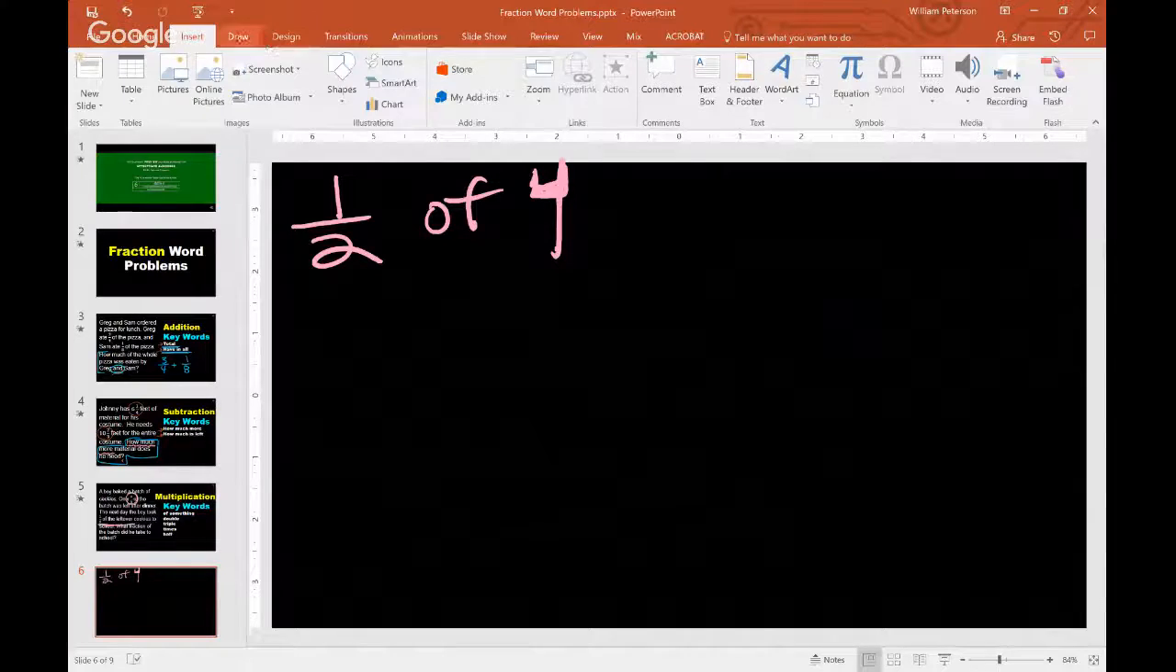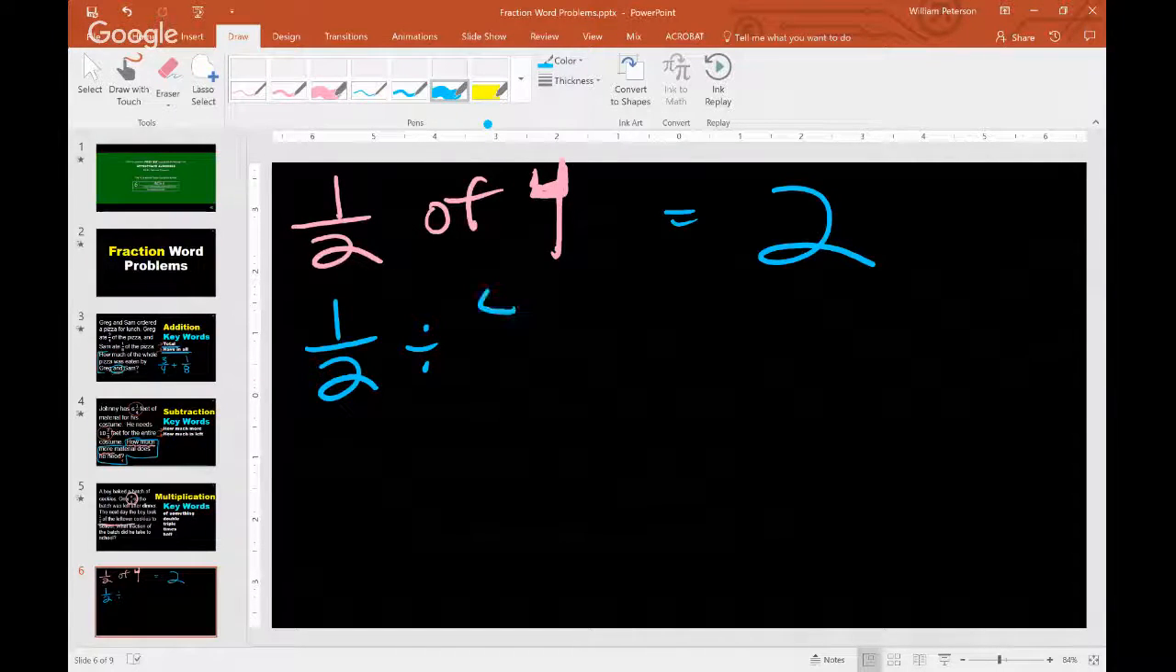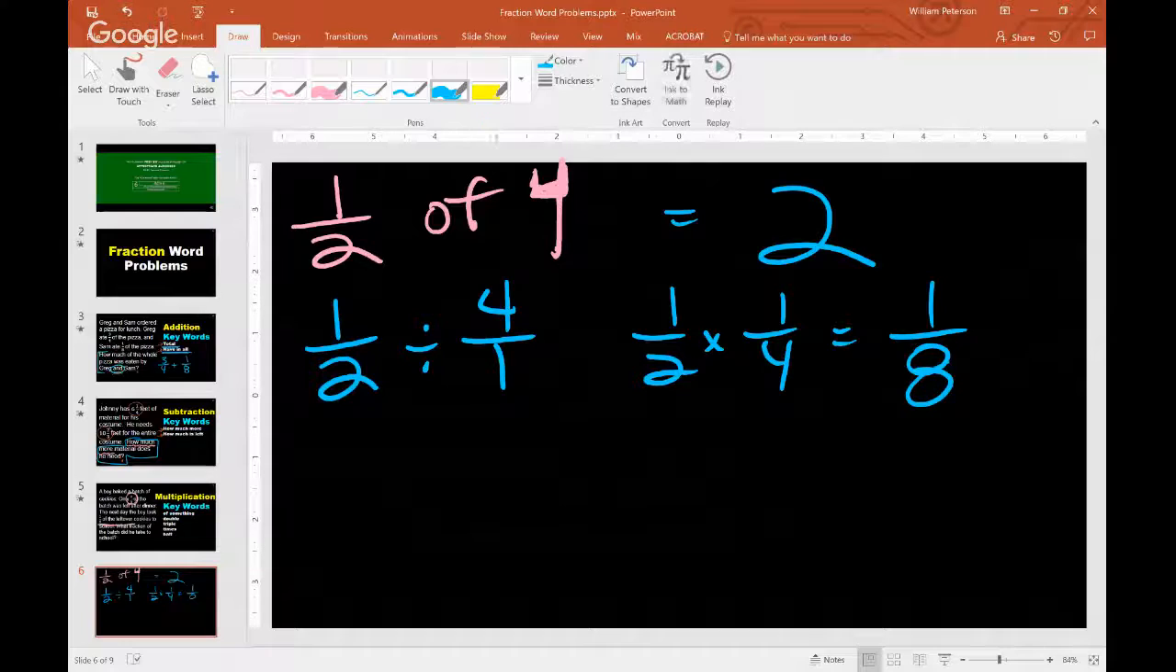So if I do 1/2 of 4, you're going to easily say that this is 2. And I might ask, what operation did you do? And you might say division at first. But if I do 1/2 divided by 4/1, that's the same as writing 1/2 times 1/4, which actually gives you 1/8. So division is not the right operation. The correct operation is multiplication.